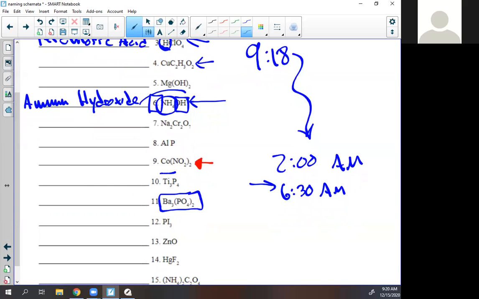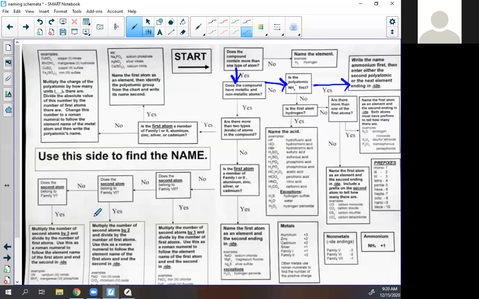Number 10 is a little tricky. It requires a Roman numeral because titanium is not a metal with an assigned charge. So let's look at it. It takes you to this area, which isn't bad. Kids get annoyed sometimes, but whatever. I work through it with counseling. You can too. All right, so it's Ti3P4, is that right? Yes. Thank you. All right, so yes, yes, no.